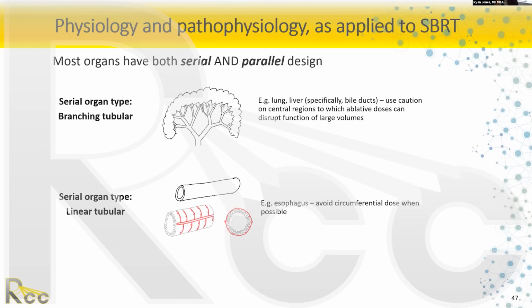Say, for example, lung and liver or parotid gland. You have these peripherally replicated, duplicated subsections where you can ablate small portions, but on central portions of these structures, if you destroy a key branching piece, such as a branching tubular design, you can have loss of function, like a serial organ, of everything downstream. So this is very important to think about when treating central lung cases or central liver cases.